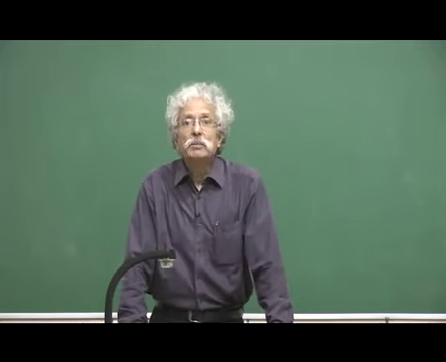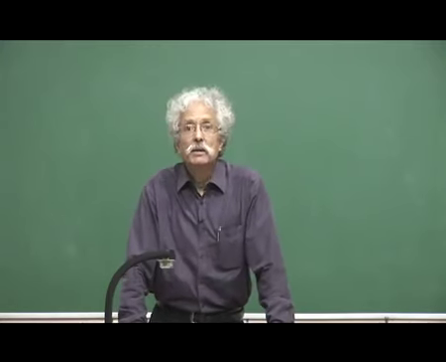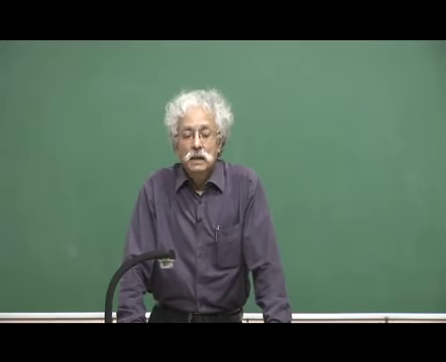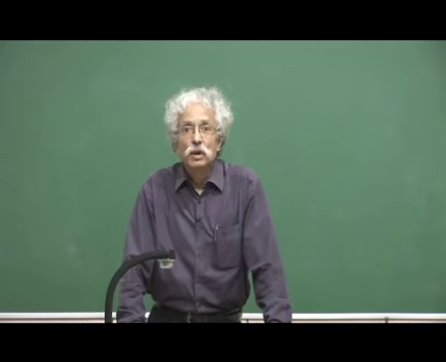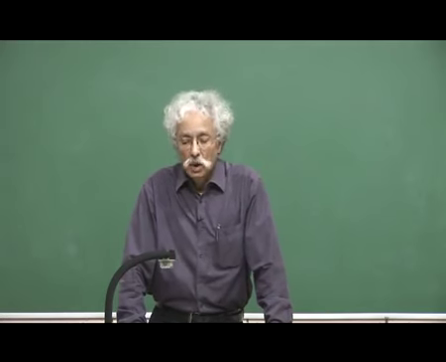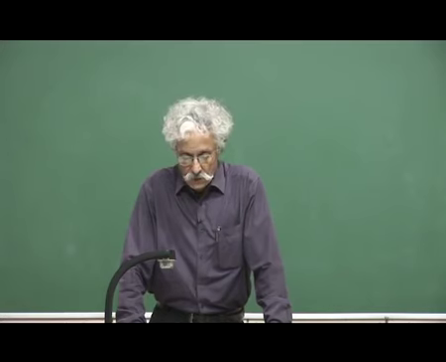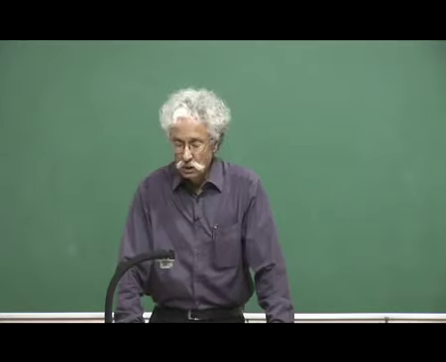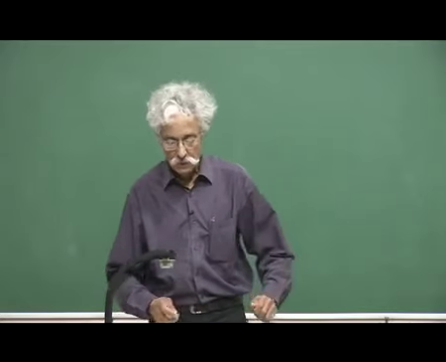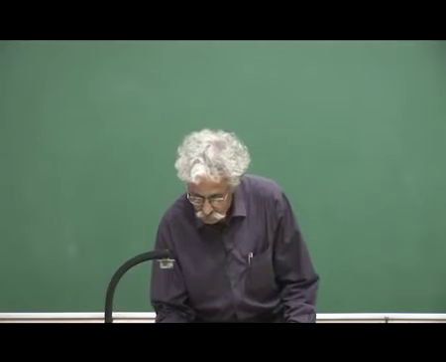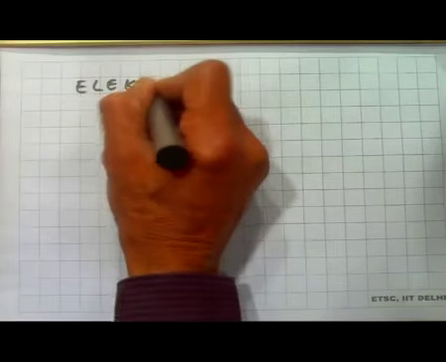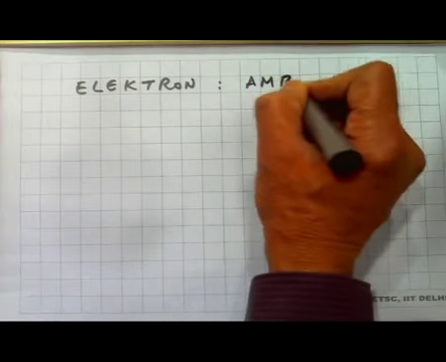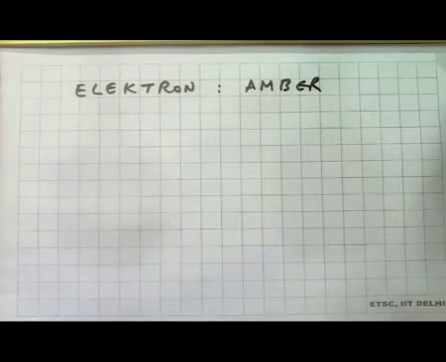So, the science of electricity and magnetism started way back in 600 BC, when Greeks observed that rubbing amber with wool can attract objects. In fact, the word electron has come from a Greek word, elektron, which means amber in Greek.